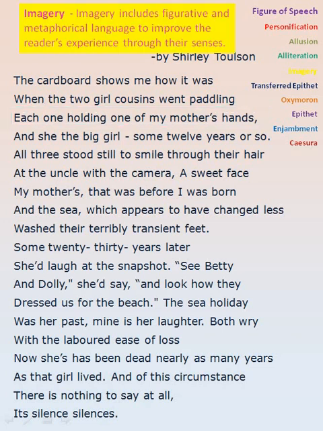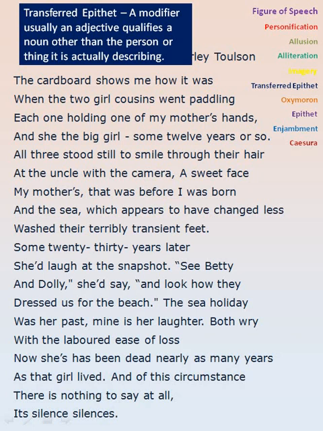Next, we shall see the examples of imagery. Imagery includes figurative or metaphorical language to improve the reader's experience through their senses. So in the line, and the sea, which appears to have changed less, here the poet wants the readers to evoke their visual senses and understand the line. Hence it is imagery. Next is transferred epithet. Transferred epithet is a modifier, usually an adjective, which qualifies a noun other than the person or thing it is actually describing. In the line, washed their terribly transient feet.